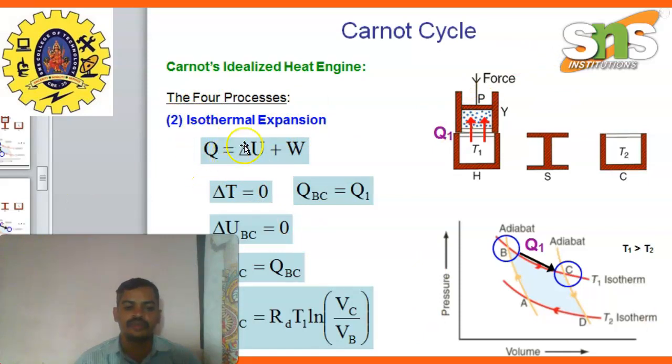Heat supply Q equal to del U plus W, temperature change equal to 0, Q BC equal to Q1, del U BC equal to 0, W equal to W BC equal to RT1 ln VC by VB.